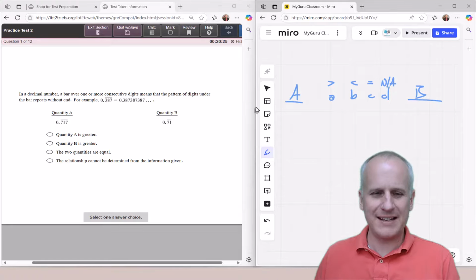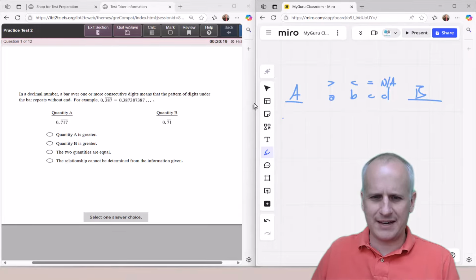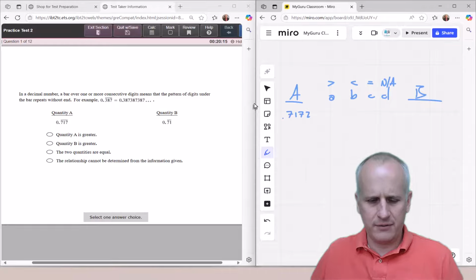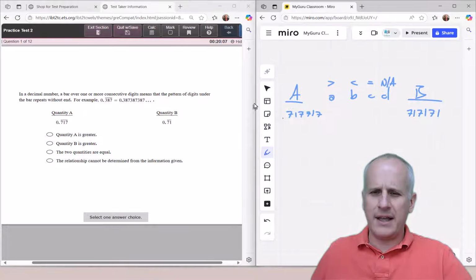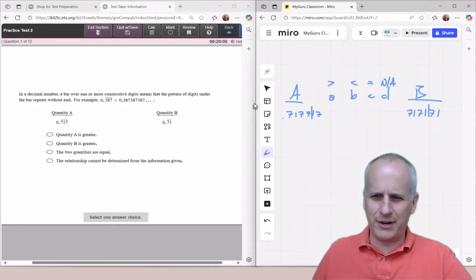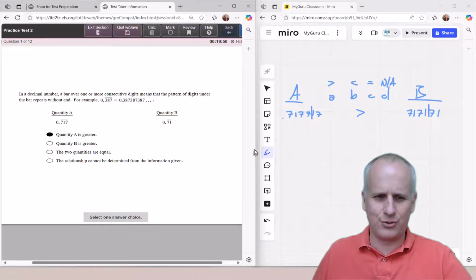So I need to go to the quantities first, and that little line over top means repeating. So I'm going to just write this out a couple of times. We've got 7, 1, 7, and then it'll be 7, 1, 7, and then over here we're going to have 7, 1, 7, 1, 7, 1. I should recognize that there's a distinction here at the fourth term, and 7177 is going to be greater than 7171. So that means that our correct answer is choice A.